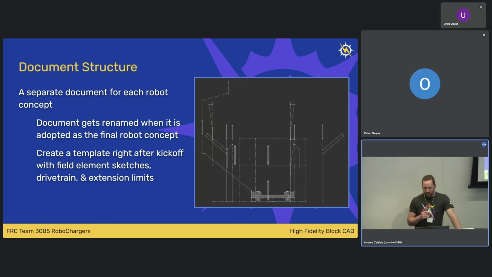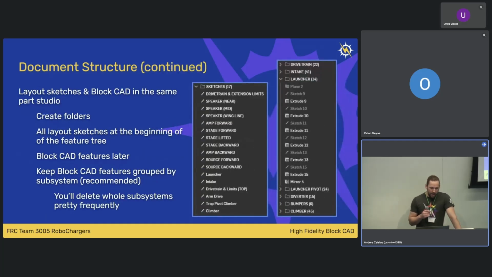You can see this is a view of the trap and the amp and the speaker and stuff from last year. I'll go into a little more detail on that a little later. I already mentioned the layout sketches and the block CAD are in the same part studio. Keep that feature tree organized.